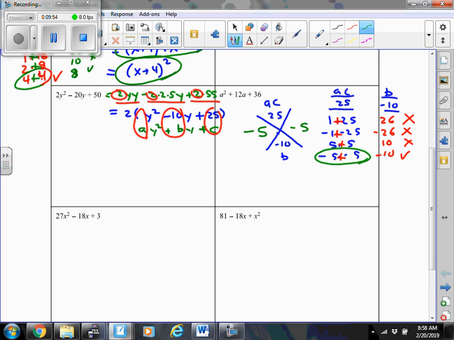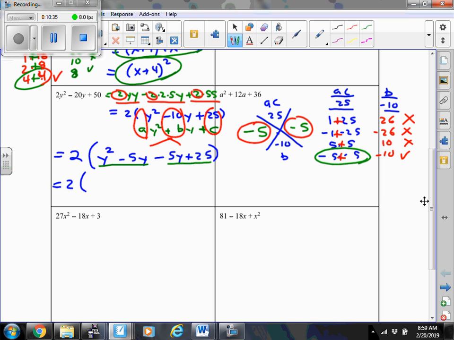So let's put this together now. Now what we're going to do is change the way this looks completely. Don't forget we got that hanging 2. There's my hanging 2. Now inside here, we're going to write the A part, the C part, but now B, I'm going to separate into 2 parts using my 2 new numbers. So instead of writing negative 10y, I'm going to write negative 5y, negative 5y. The purpose is that it allows me to take these 2 pieces and group them together.